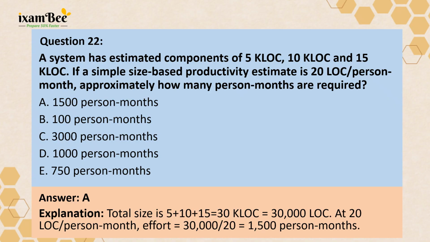First, add up the total sizes, which is 5 KLOC plus 10 KLOC plus 15 KLOC, which equals 30 KLOC. And remember, KLOC means thousands of lines of code. So that's 30,000 lines total. The productivity rate is given, which is 20 lines of code per person month. To find effort, divide total size by productivity. 30,000 divided by 20 gives us 1500 person months. So the estimated effort required is A, which is 1500 person months.